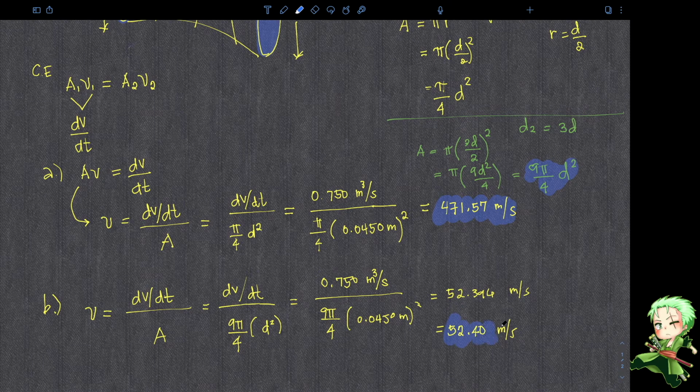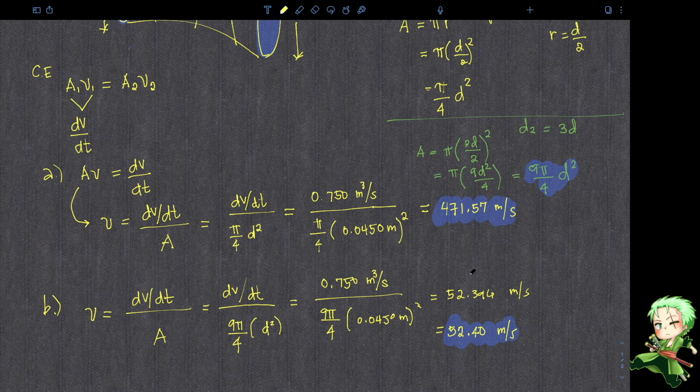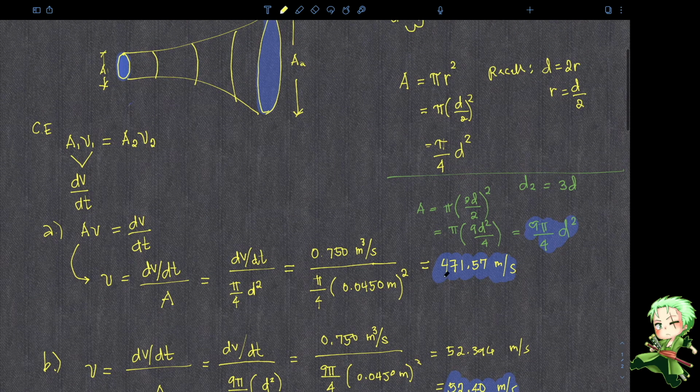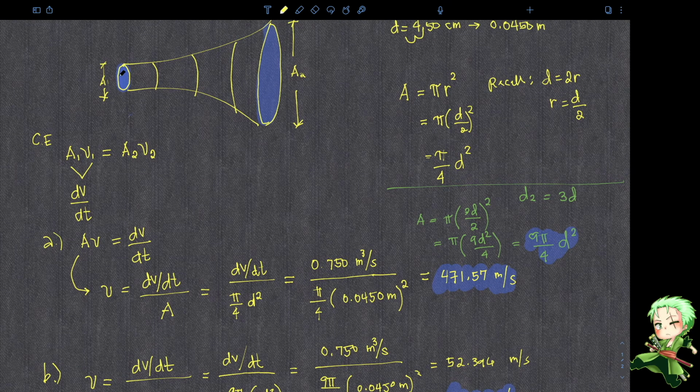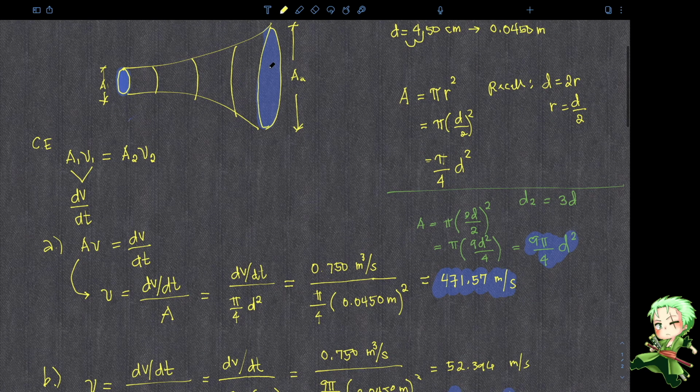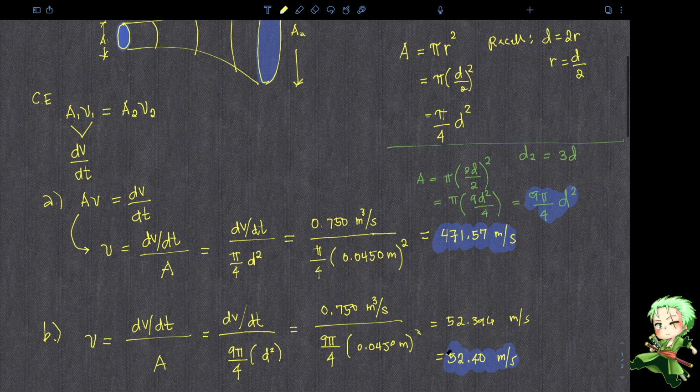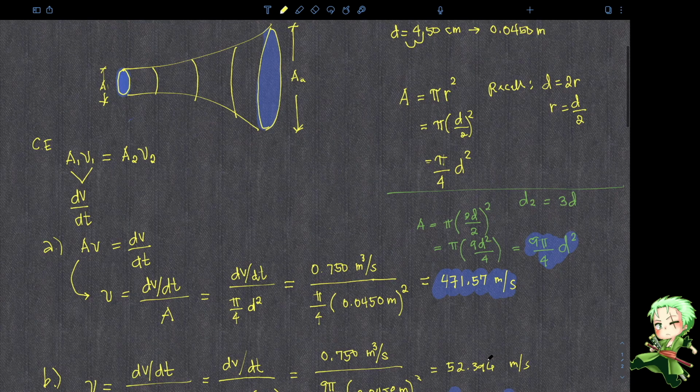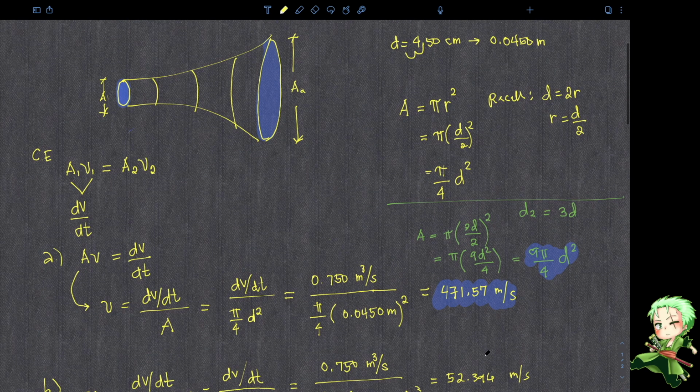Now let's check whether our prediction earlier is correct. As you can see, the velocity at the first cross-sectional area, with the smaller diameter, is very large, while the velocity at the larger cross-sectional area is smaller, which is just 52.40. So that is sensible, and that is what we expect because of the geometry of the problem.